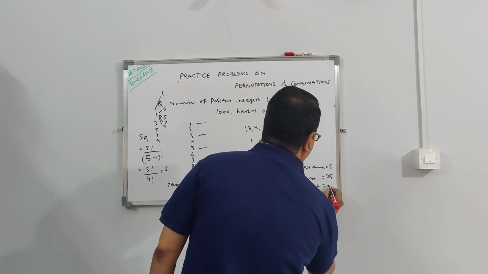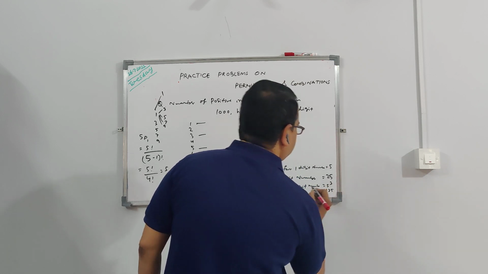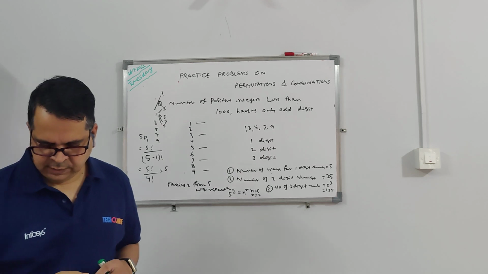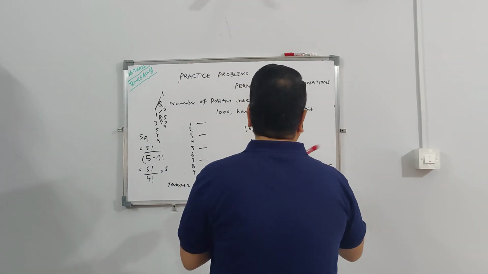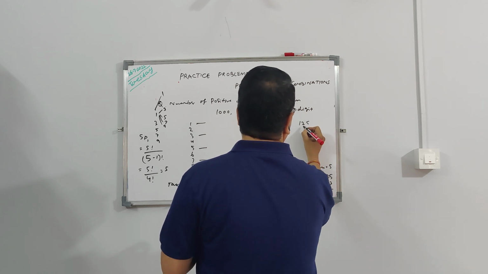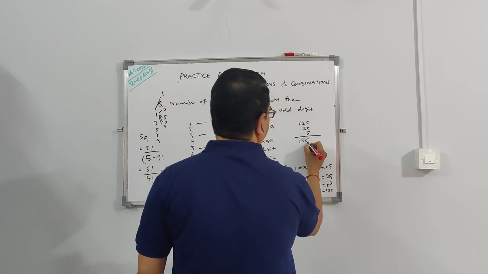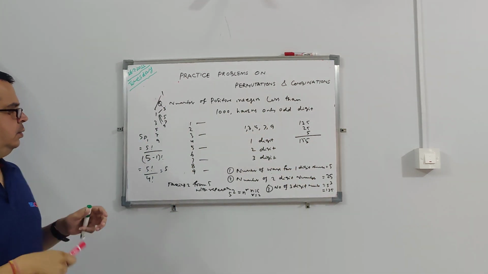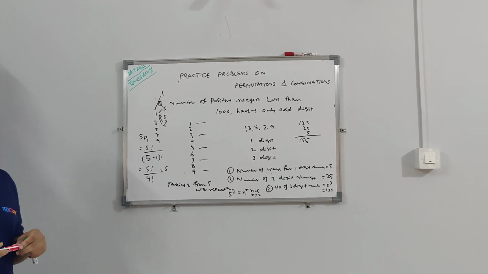So again it will be 5 to the power 3, which is 125. So your final answer will be 155. 125 plus 25 plus 5 is equal to 155. Okay. So now in this you have understood the permutation.